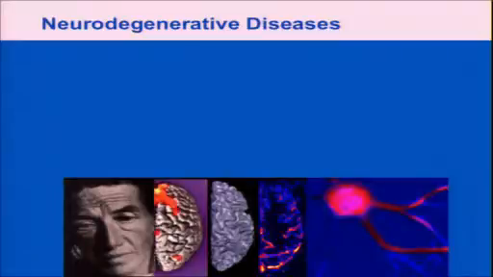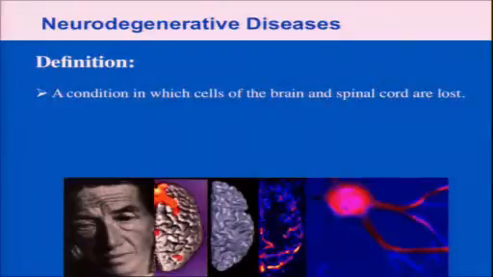So let's talk more about the diseases itself. So what is a neurodegenerative disease? So what is the definition? Per definition, it's a condition in which cells of the brain and spinal cord are lost, and there are different reasons why they are lost.